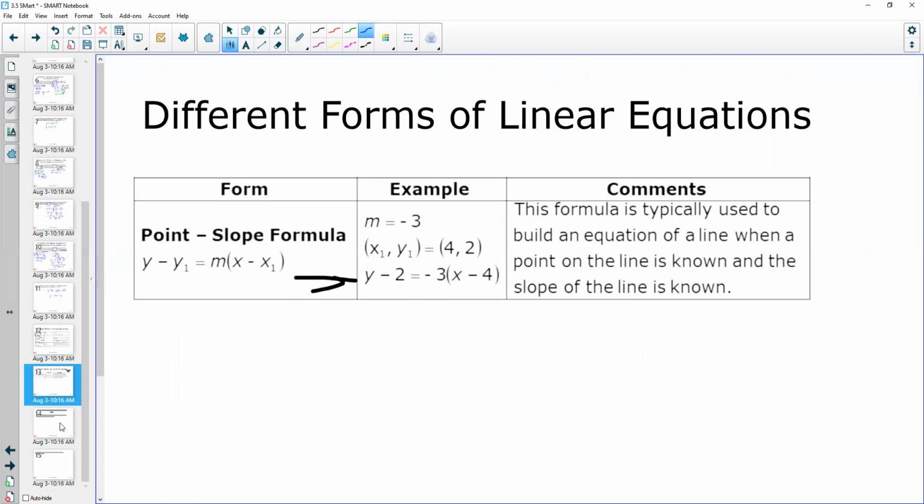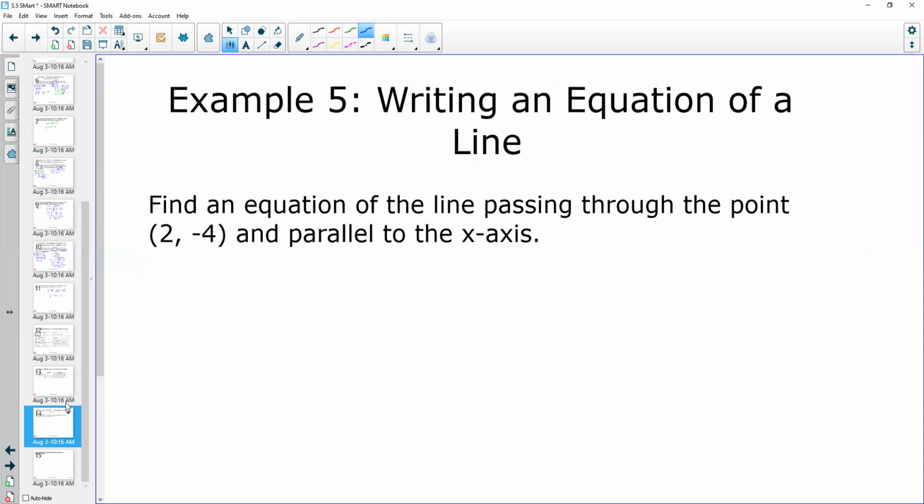That's why it's here. All right, so one quick additional thing. We have to find the equation of a line passing through the point (2, -4) and parallel to the x-axis. So think about what parallel to the x-axis means. It goes that way. If it's going to go through the point (2, -4), I need to think about what the slope of a horizontal line is. The slope of a horizontal line is 0, isn't it? When it's parallel to the x-axis. So I'm going to use that in my equation.